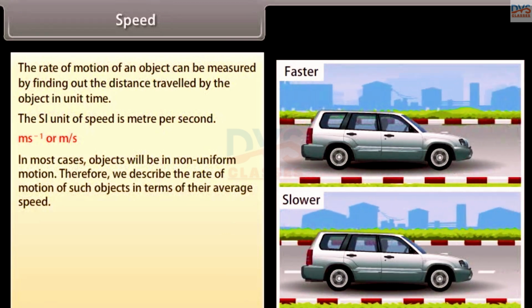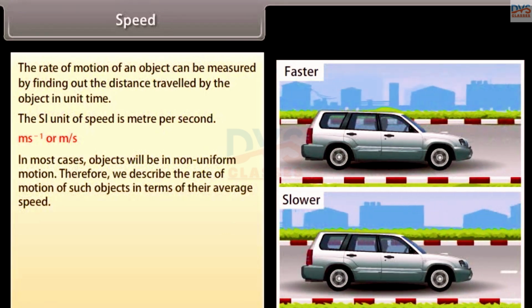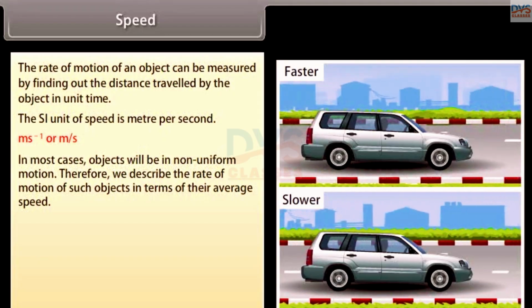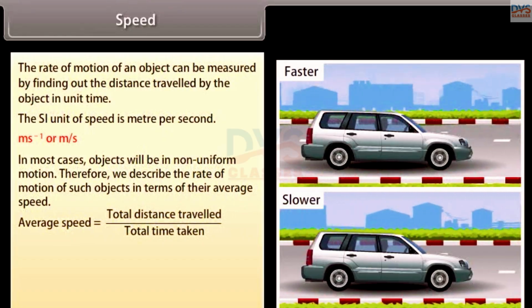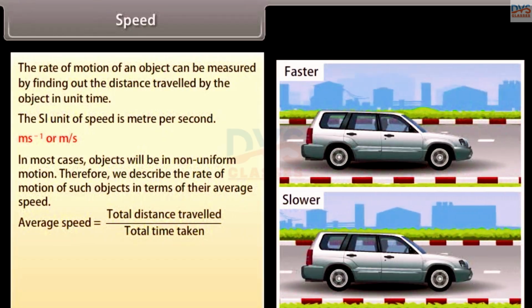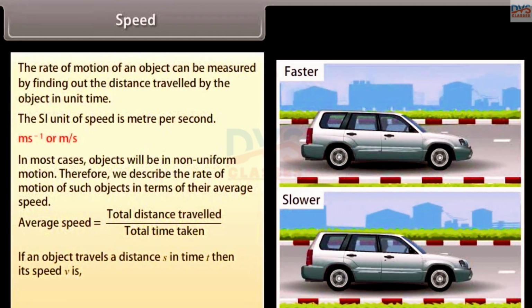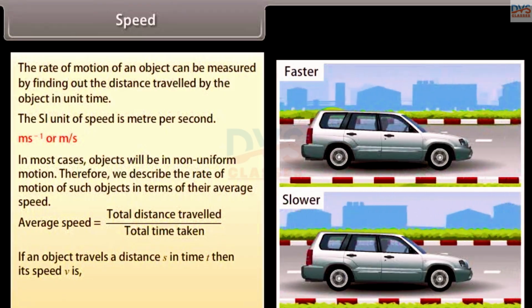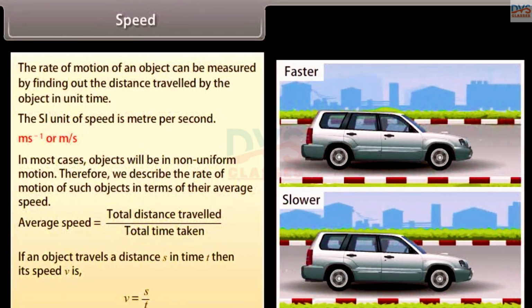In most cases, objects will be in non-uniform motion. Therefore, we describe the rate of motion of such objects in terms of their average speed. The average speed of an object is obtained by dividing the total distance traveled by the total time taken. If an object travels a distance s in time t, then its speed v is equal to s upon t.